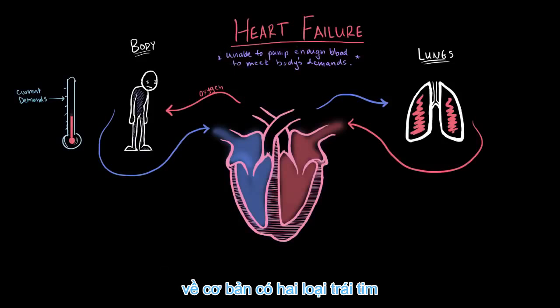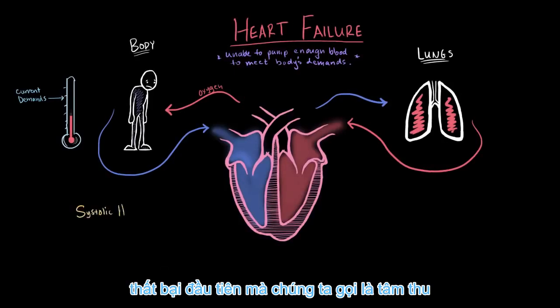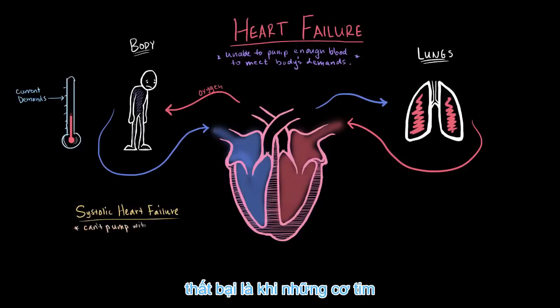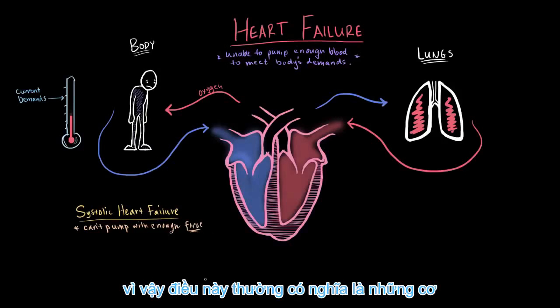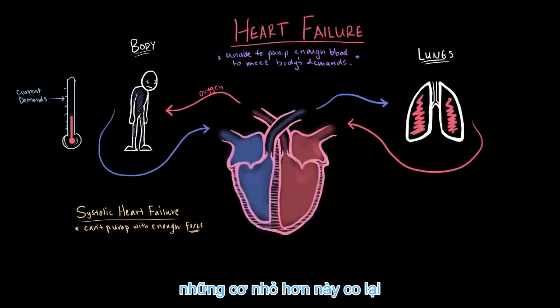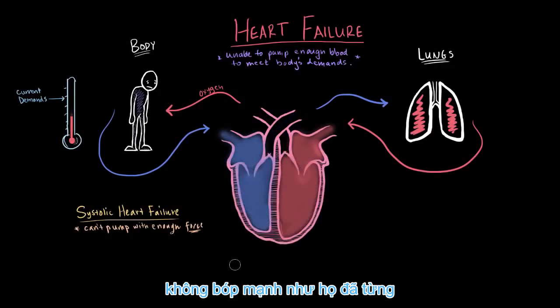And there are essentially two types of heart failure. The first one we call systolic heart failure. And systolic refers to systole, which is the phase of the cardiac cycle where blood is pumped out of the heart. And so systolic heart failure is when those heart muscles aren't pumping blood with enough force. So this often means that those muscles are weakened and smaller than with a healthy heart. And this typically makes it look quite a bit different. And when these smaller muscles contract, they don't squeeze as hard as they used to, and this causes less blood to be ejected with each contraction.